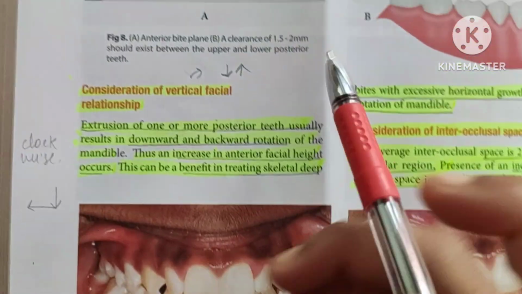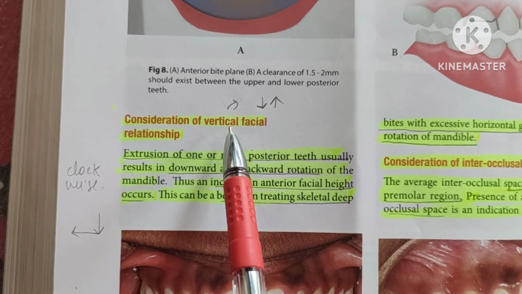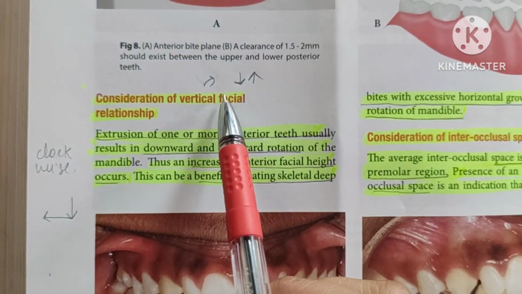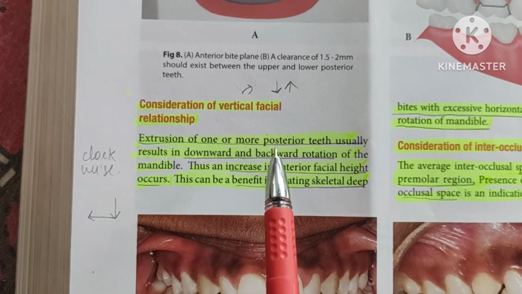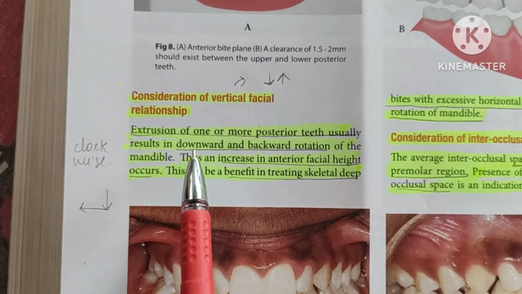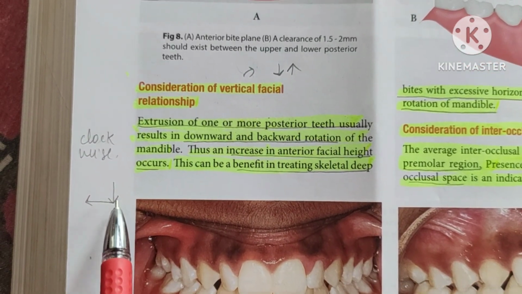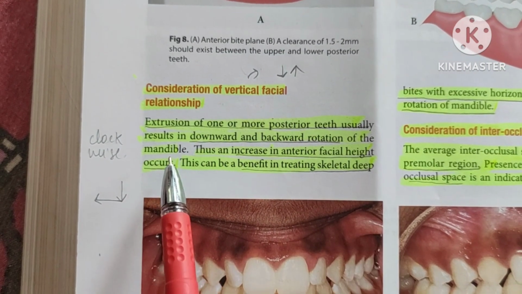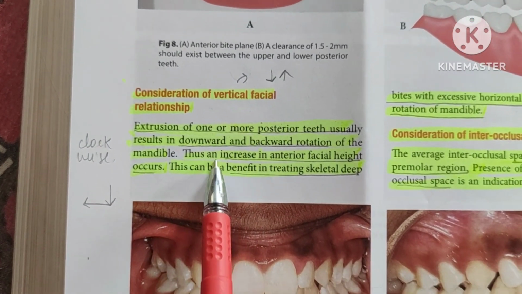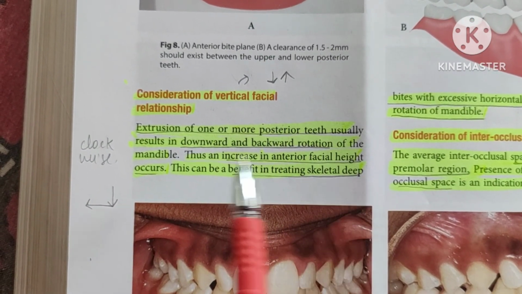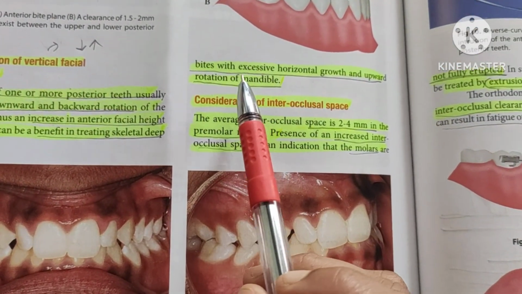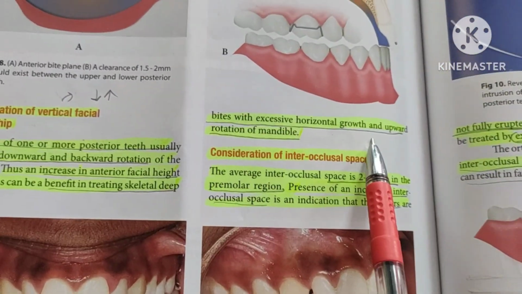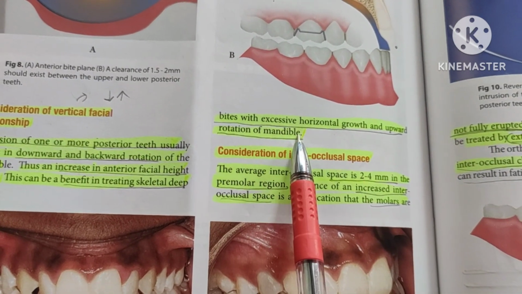Now the third factor is consideration of the vertical facial relationship. The extrusion of one or more posterior teeth usually results in the downward and backward rotation of the mandible. Thus an increase in the anterior facial height occurs. This can be beneficial in treating the skeletal deep bite with excessive horizontal growth and upward rotation of the mandible.